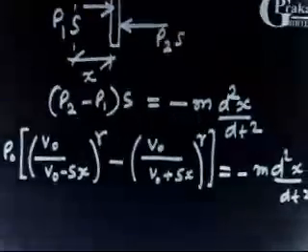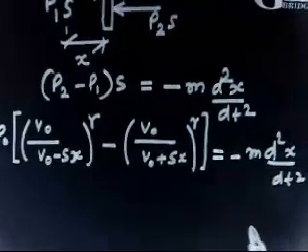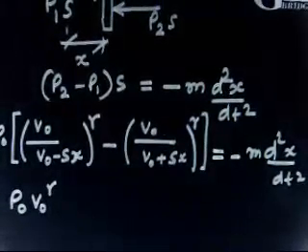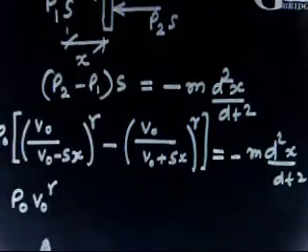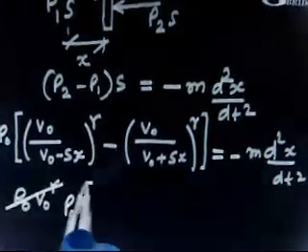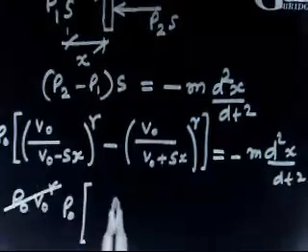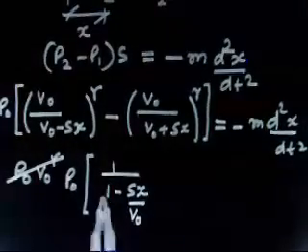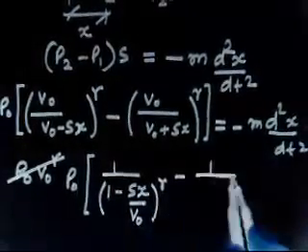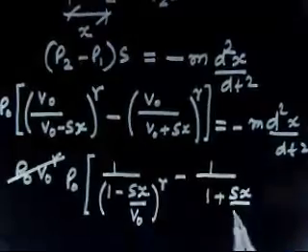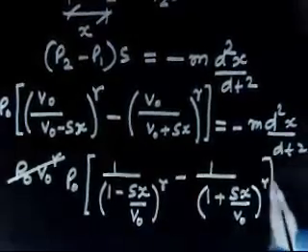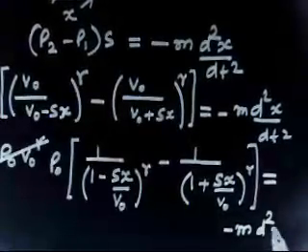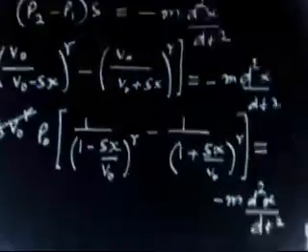Now what I will do is apply an approximation. Let us take V0 to the power gamma common. Okay, so let us do this: divide by V0. So we will have 1 by (1 minus Sx by V0) to the power gamma, minus 1 by (1 plus Sx by V0) to the power gamma. Are you getting? This is mass into acceleration, so this is minus m d2x by dt square.